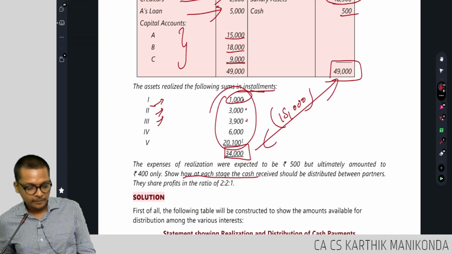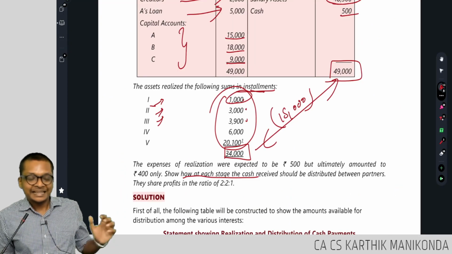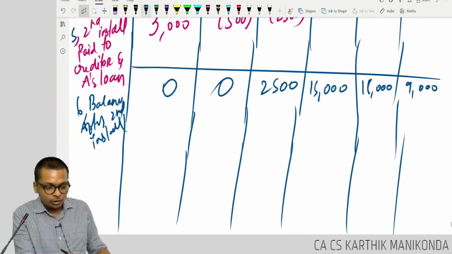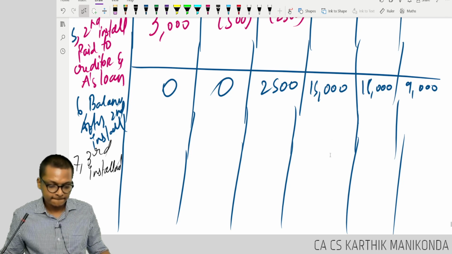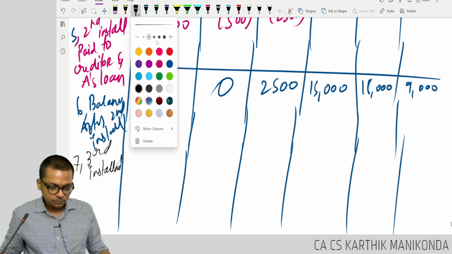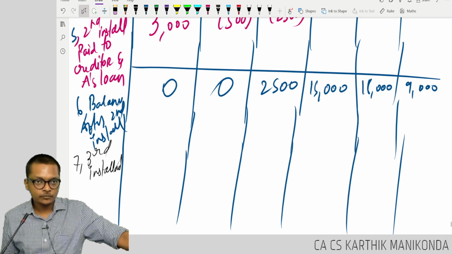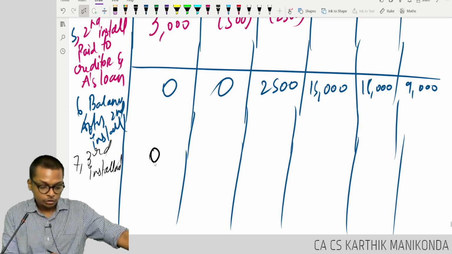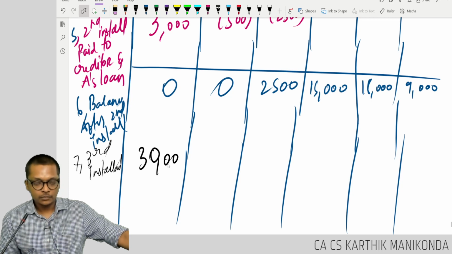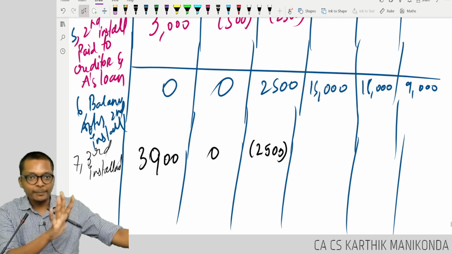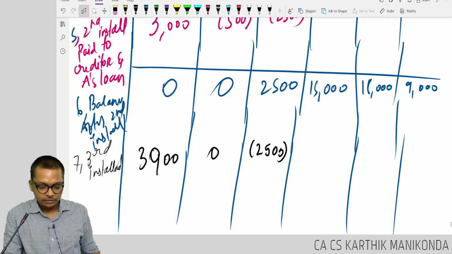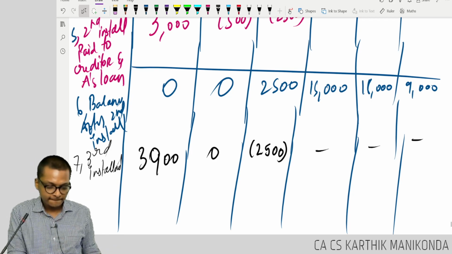Next, next installment is 3,900. Here only we have to be little cautious. Third installment: 3,900. Creditor 0. A's loan 2,500. Don't pay partners yet. Hyphen, hyphen, hyphen.